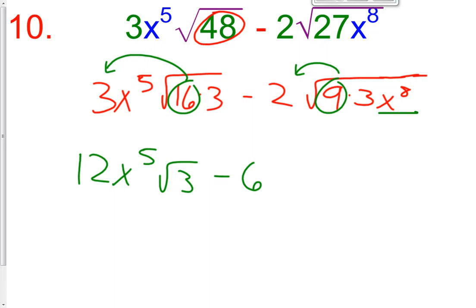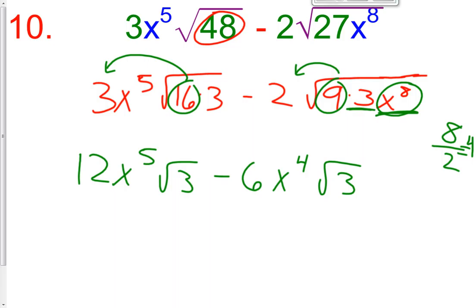I can take out an x to the 8th. 8 divided by the index of 2 is 4. So I could take out an x to the 4th. So I have x to the 4th. There's no remainder, so this 8 is gone now. The x to the 8th is gone. And so all that's left inside is the square root of 3.